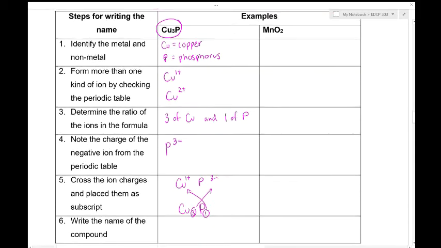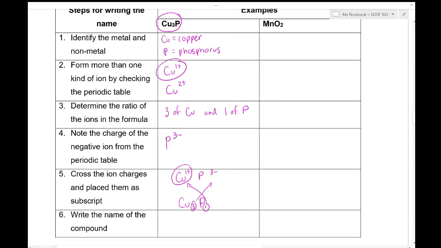And noticing that it matches, we know that our copper is 1. So therefore, our final name is copper, and remember, we have to put the Roman numeral 1, phosphide. And don't forget to change the ending to IDE.